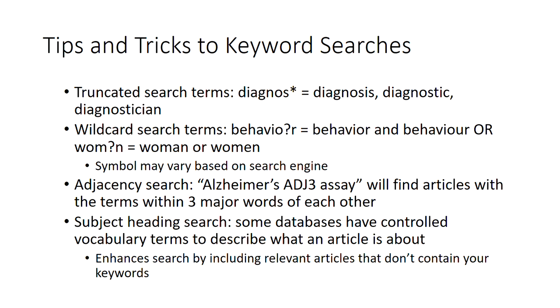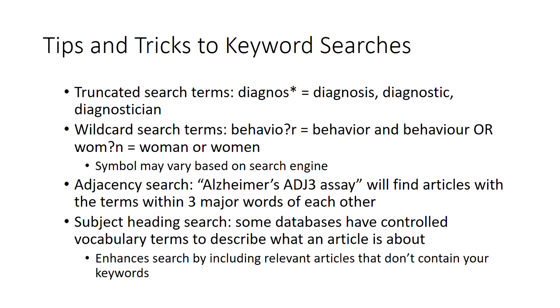And then you can also do an adjacency search. So this doesn't work on all search engines or databases, but when it does, it's very helpful. So the ADJ stands for adjacency, and then the number says how close you want the two terms to be, so Alzheimer's and assay. The closer words are in an article, the more likely they are to be related. So for this Alzheimer's ADJ3 assay, we're looking for articles that have Alzheimer's and assay within 3 major words of each other. So they're most likely related. This will help narrow your search.